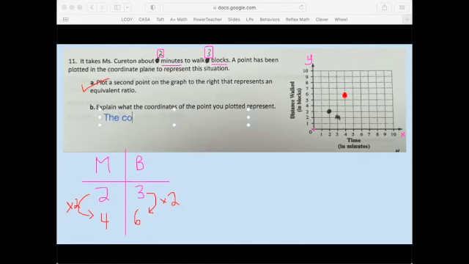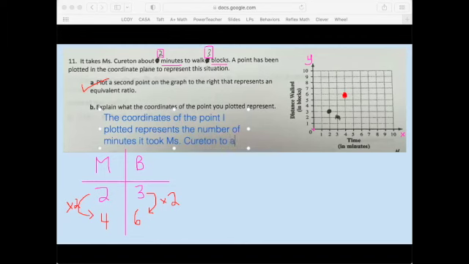So the coordinates of the point I plotted represent, what does (4, 6) represent? It represents the number of minutes it took Miss Curitan to walk 6 blocks. And the reason I know that is because I know that the value, or hold on, let me change the color.